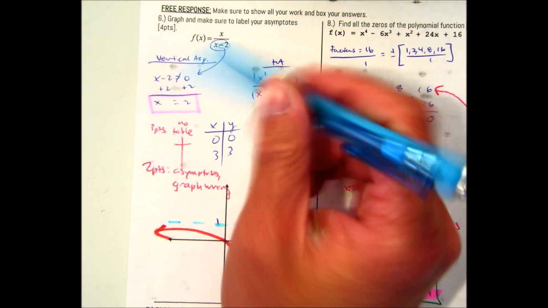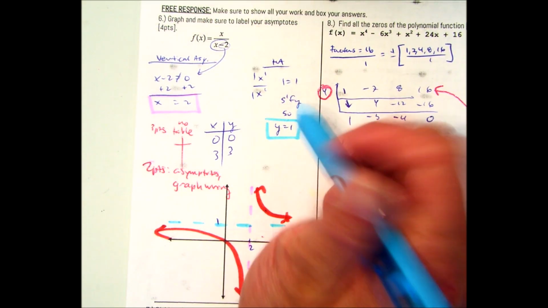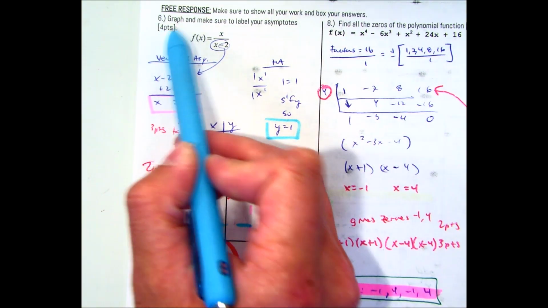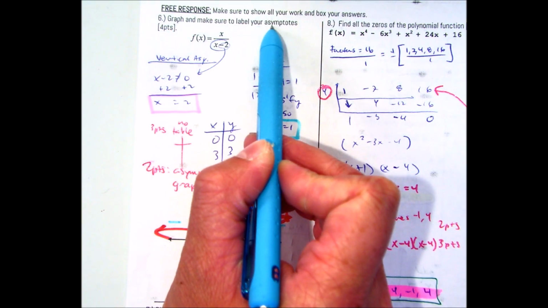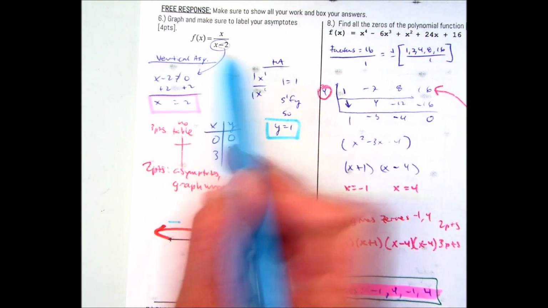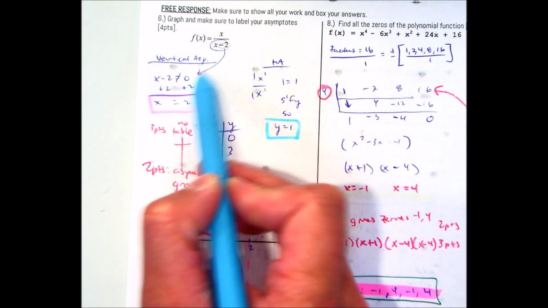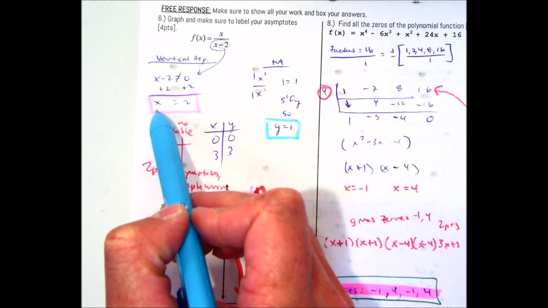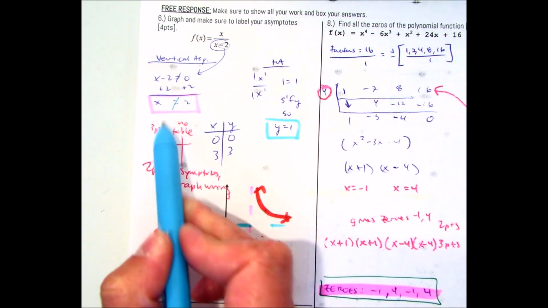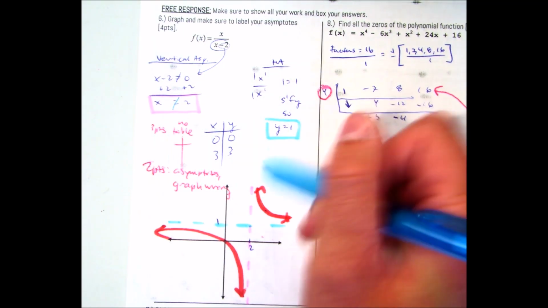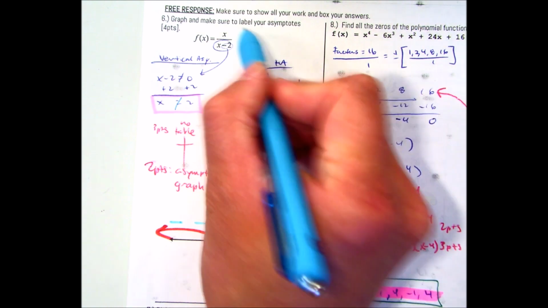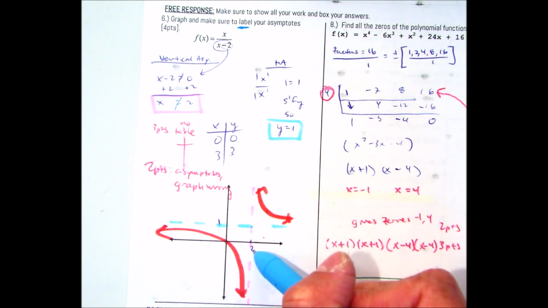For question number 6, I didn't allow you guys to use a graphing calculator. So, in order to find my asymptotes, I take the vertical, I take my denominator, set it not equal to 0, and solve. I get x is not equal to 2. So my vertical asymptote is at 2, this pink line. What does it mean to label? You write a number here.